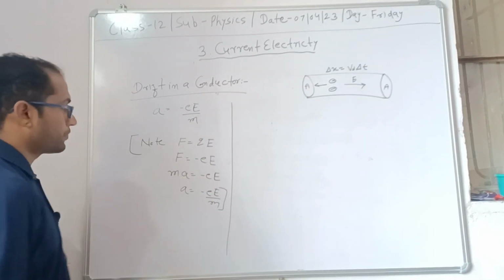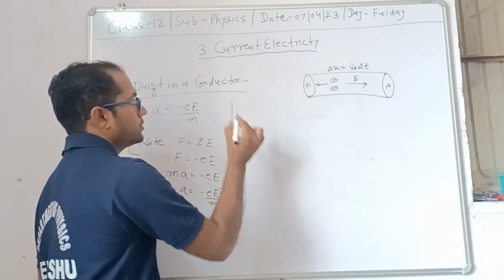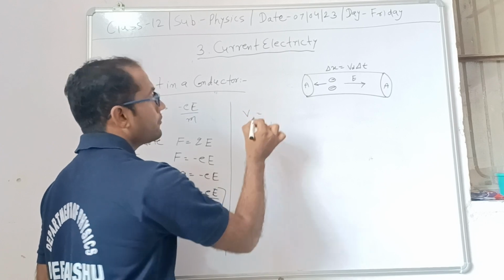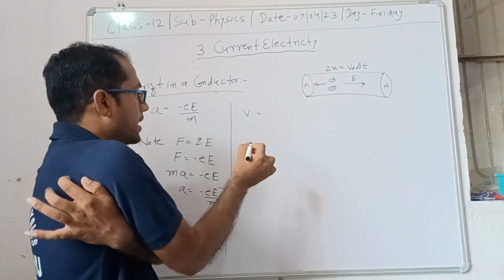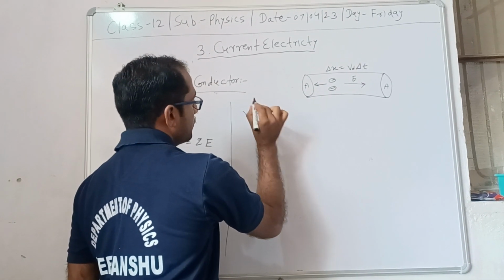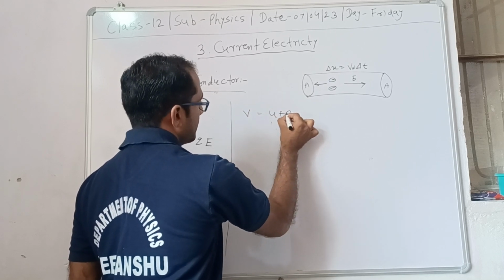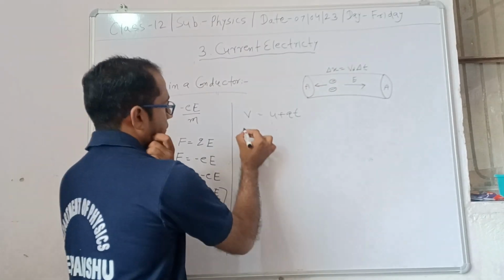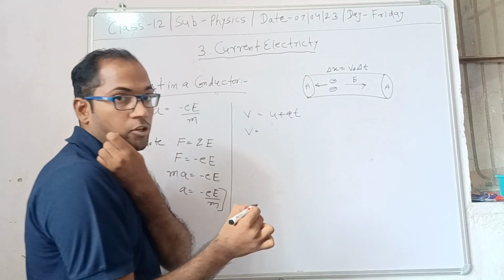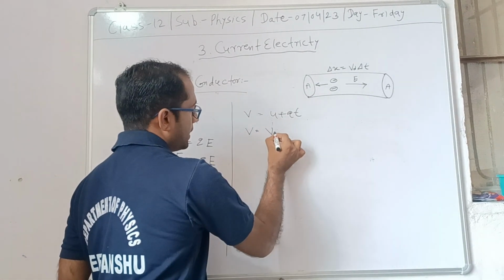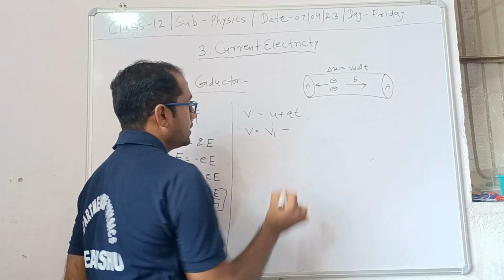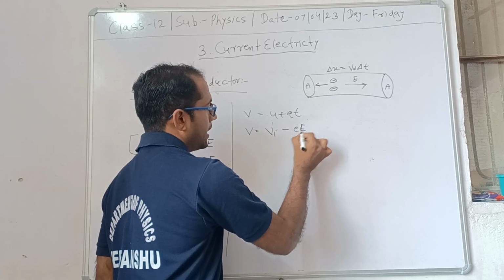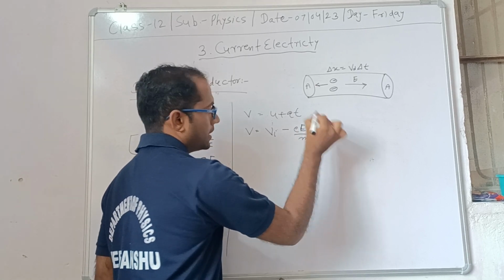After that, for the velocity of these electrons, we use the formula v equals u plus at. This is the equation of motion. If we use this formula, then v is the velocity of the electron and v_i is the initial velocity, and the acceleration is minus eE by m, into t.